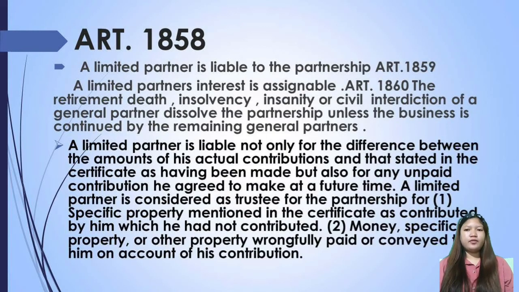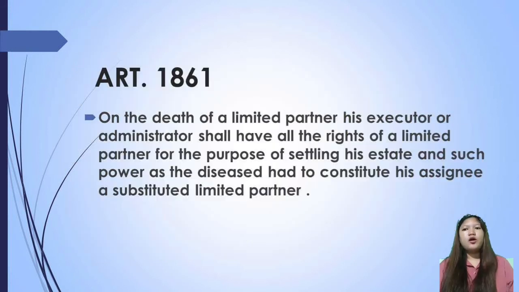Article 1850. A limited partner is liable to the partnership. Article 1859. A limited partner's interest is assignable. Article 1860. The retirement, death, insolvency, insanity, or civil interdiction of a general partner dissolves the partnership unless the business is continued by the remaining general partners.